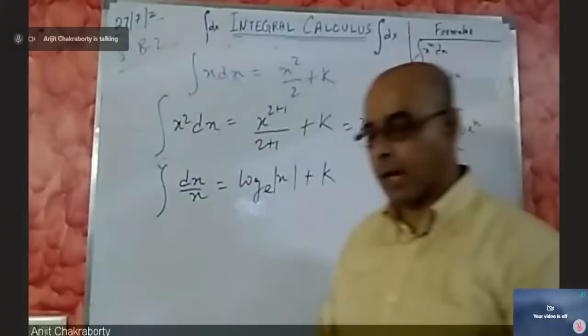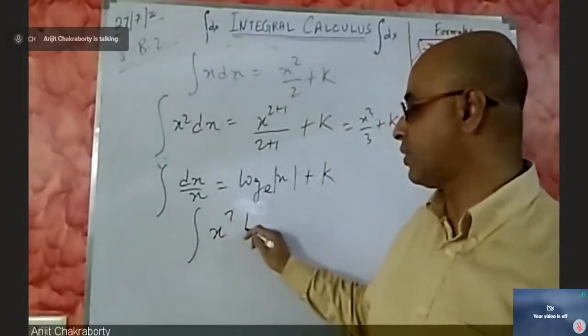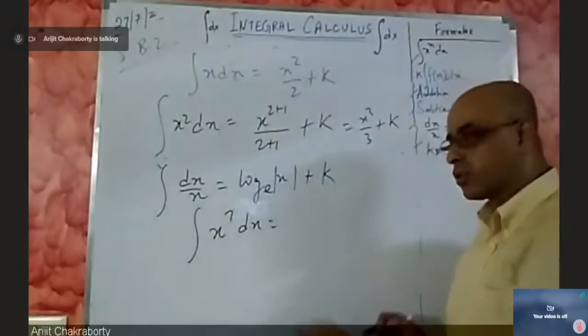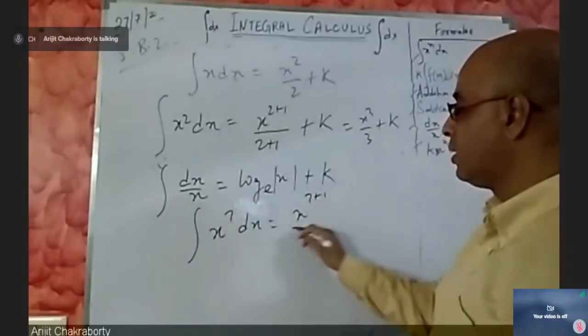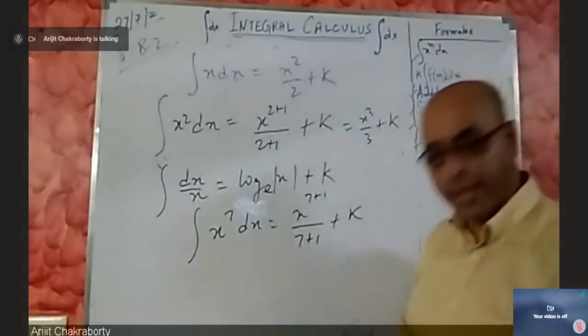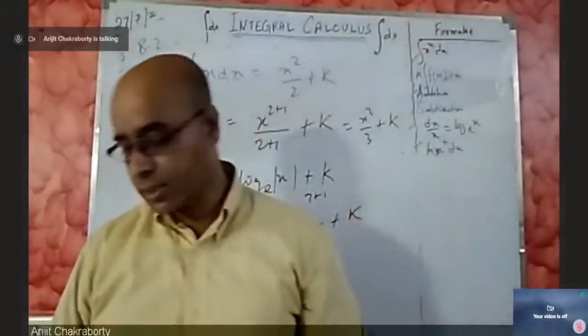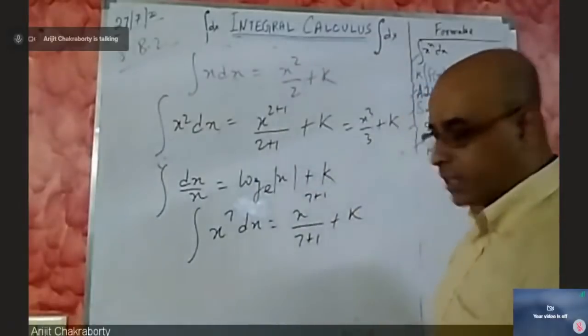Let me take some more examples. You have to do integration of x to the power 7 dx. So x to the power 7 means the same formula, x to the power 7 plus 1 by 7 plus 1 plus k. That means x to the power 8 divided by 8 plus the constant k.